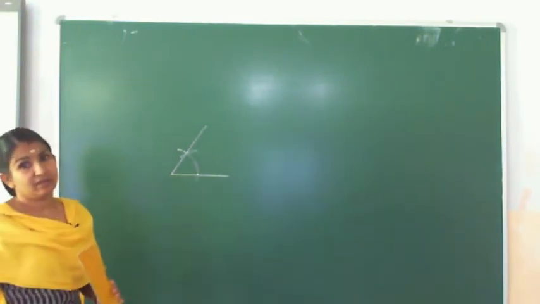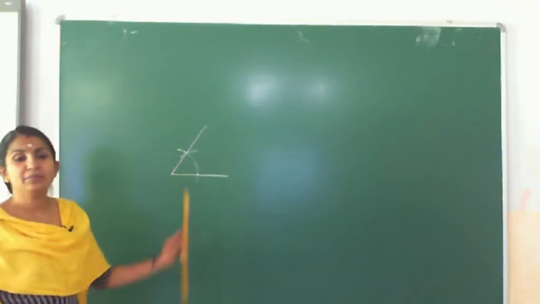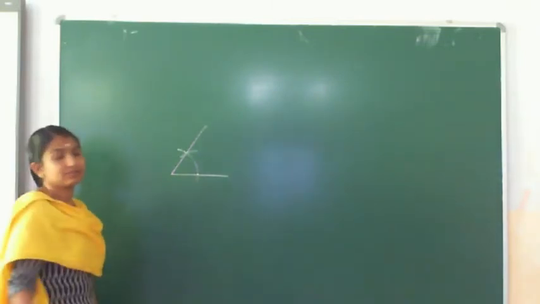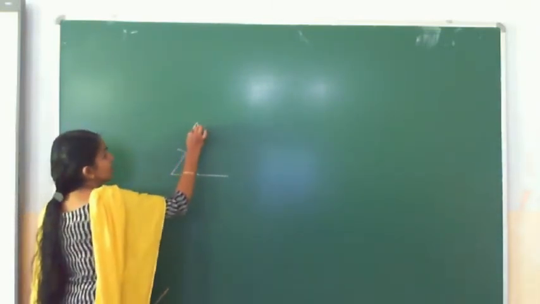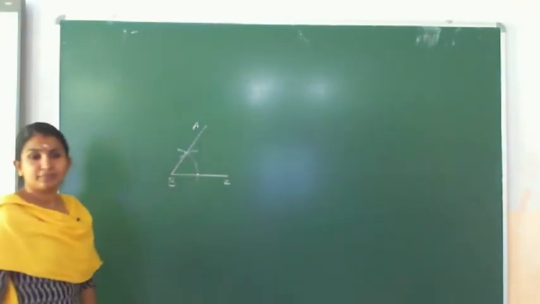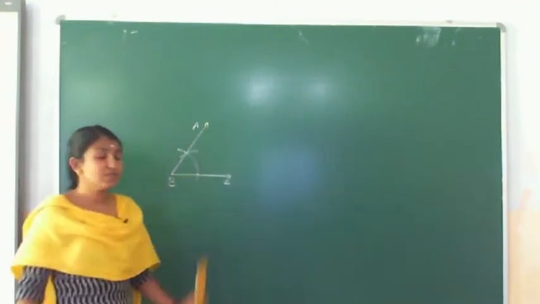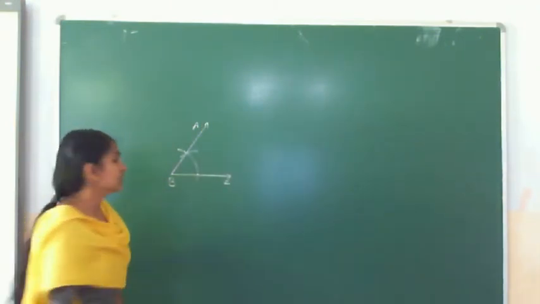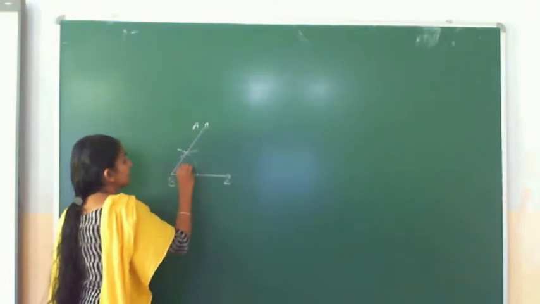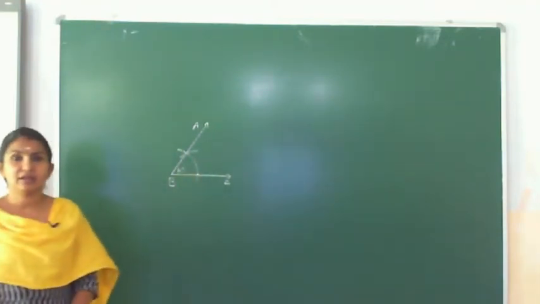After drawing, we have to name this angle. It is up to you. I am just naming it as A, B, C. Just check it with your protractor, it will be 60 degrees. Definitely it will be 60 degrees.